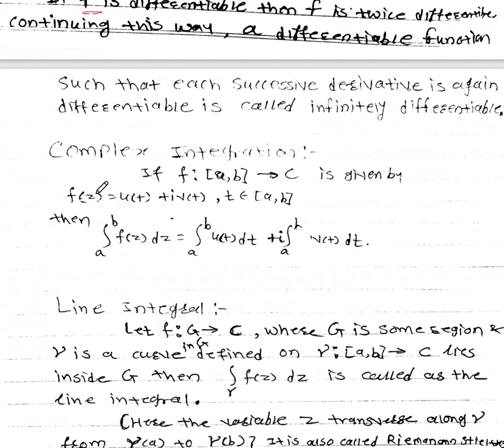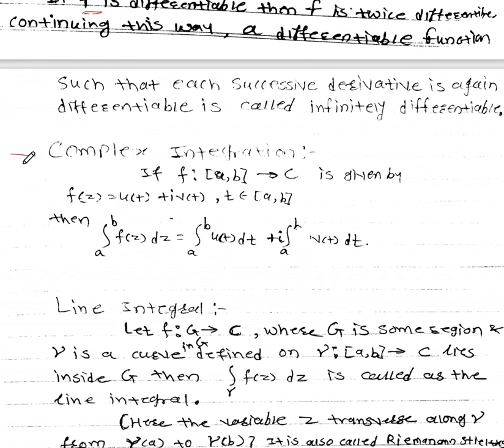Okay, so now we will see the next definition, complex integration. Now we are moving towards our unit number 1. What is complex integration? If f from [a, b] to C is given by the function f(z) = u(t) + i v(t), where t is in the closed interval [a, b], then the integral from a to b of f(z) dz equals the integral from a to b of u(t) dt plus i times the integral from a to b of v(t) dt. So this is the complex integration.